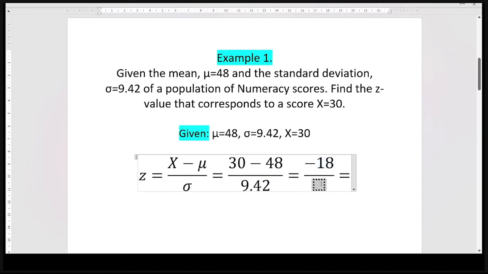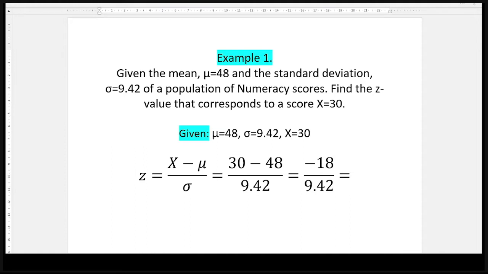You might be wondering, we have a negative value. Don't forget that we can have a negative value for our z-score. And once our z-score is negative, it simply indicates that that raw score is below the population mean or the given mean. And in this case, we are right, okay?